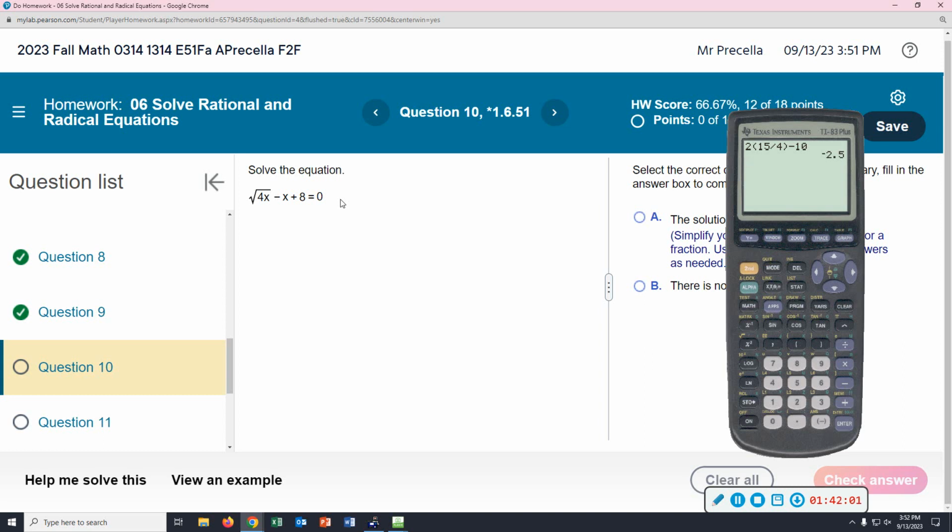I can already tell this looks better than number 9. There are fewer terms. The thing under the radical is easier. Are we going to have to move terms around? You tell me that. Yes. What power are we going to raise both sides to? 2, because it's the square root, and we want that square root right there by itself.